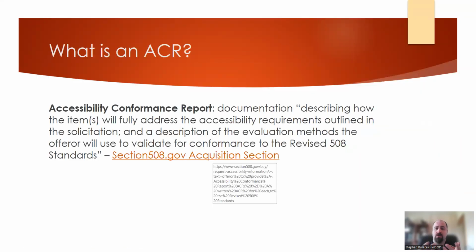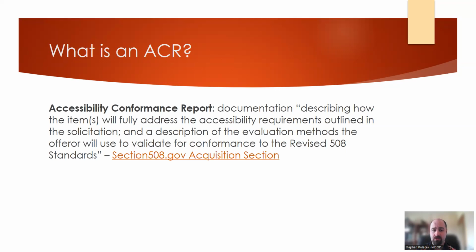So what is it? ACR stands for Accessibility Conformance Report. The section508.gov acquisition section calls this documentation describing how the item or items will fully address the accessibility requirements outlined in the solicitation, and a description of the evaluation methods the offer will use to validate for conformance to the revised 508 standards. So that's specifically for federal government and Section 508 compliance.